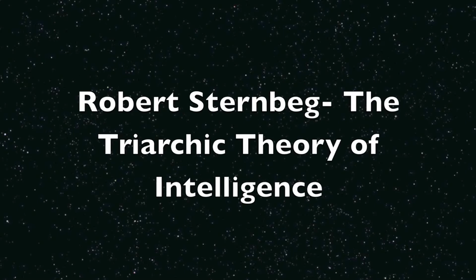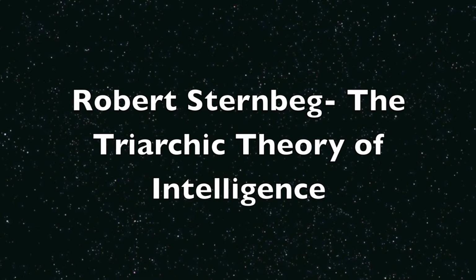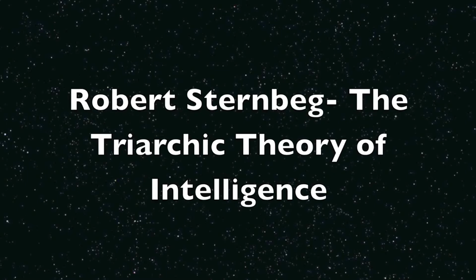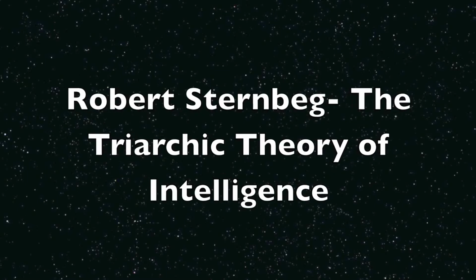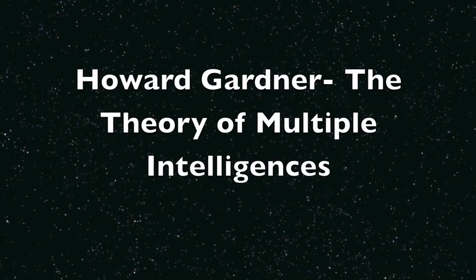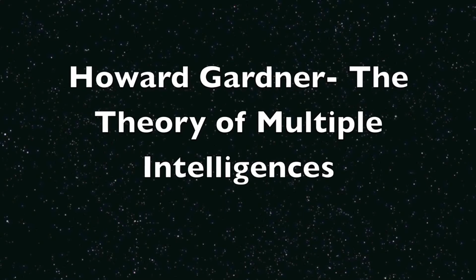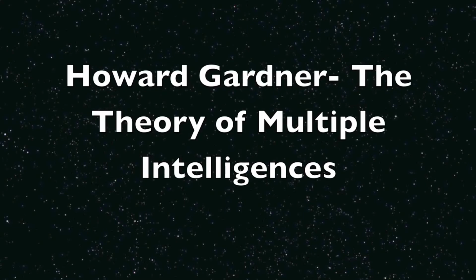Robert Sternberg proposed the triarchic theory of intelligence. This theory says that intelligence involves mental skills, insight, and creative adaptability and environmental responsiveness. Howard Gardner proposed the theory of multiple intelligences. This theory says that there is not one intelligence, but there are many which are relatively independent of each other.